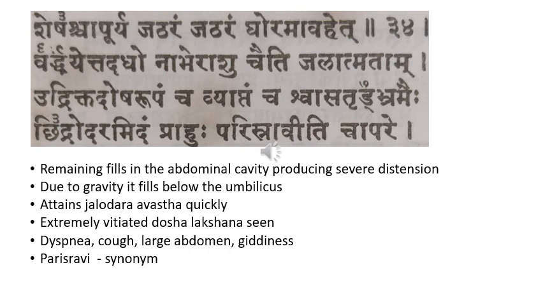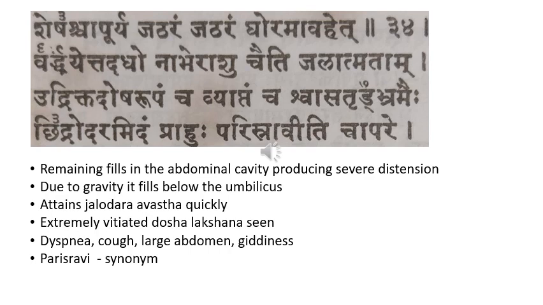through the intestine again, and it gets collected in the jathara. Sheshascha, the remaining fluid that does not flow out through the guda, gets collected, apurya, it fills the jathara. Sheshascha apurya jatharam, ghoram avahet, producing severe distension in the abdomen. Vardhayet adho nabheh. Due to gravity, it fills below the umbilicus. So the part below the umbilicus, the region of udara, gets enlarged. Ashu chedi jalatmakam. And this condition usually quickly transforms into jalodara. The avasthas transform quickly.